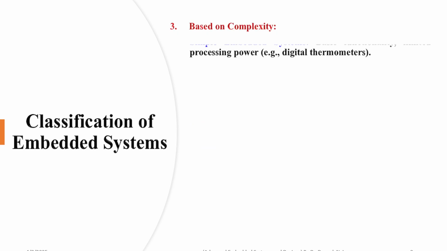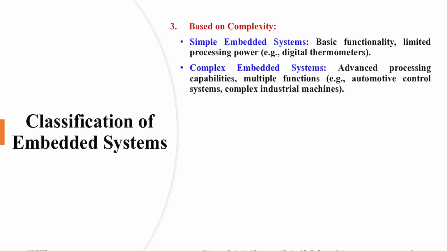Now, further, to classify the embedded systems, we can have classification based on the complexity of the embedded system. For example, a simple embedded system, where the basic functionality is to process the output using very simple, limited processing power. For example, digital thermometers. They are simple to design, simple to implement, and have very basic functionality and limited processing. Second, complex embedded systems like automobile or automotive control systems, complex industrial machines, and so on.